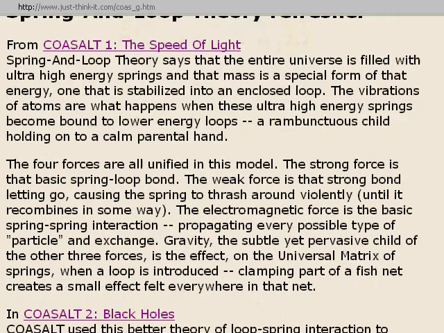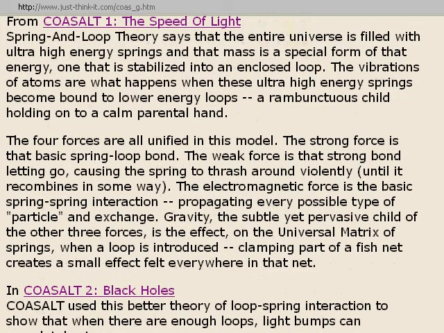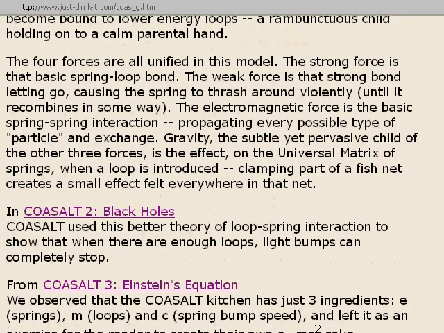Gravity, the subtle yet pervasive child of the other three forces, is the effect on the universal matrix of springs when a loop is introduced. Clamping part of a fishnet creates a small effect felt everywhere in that net. In COASALT 2, black holes, COASALT used this better theory of loop-spring interaction to show that when there are enough loops, light bumps can completely stop.